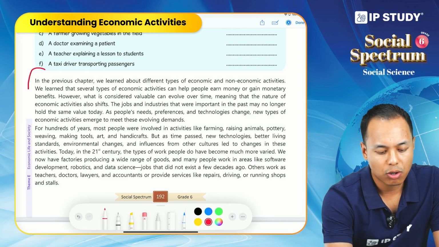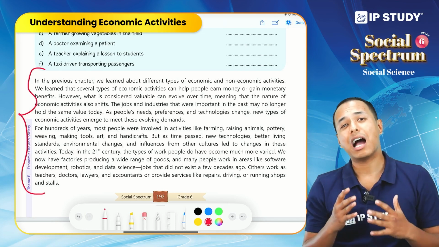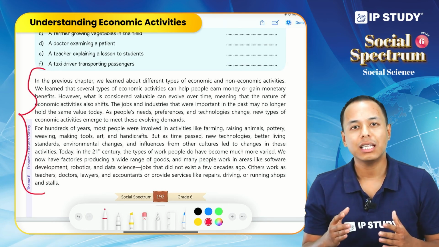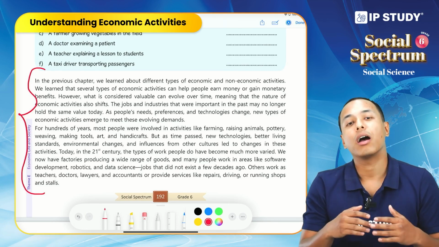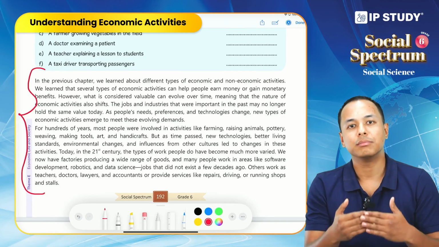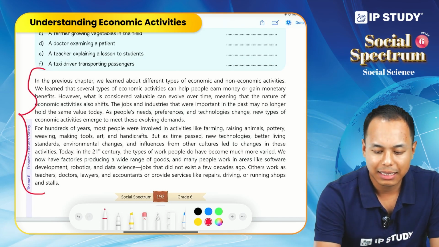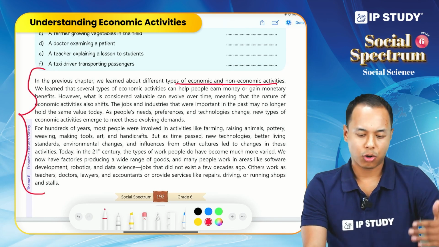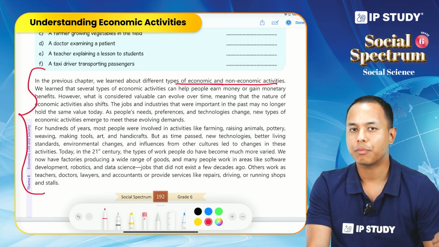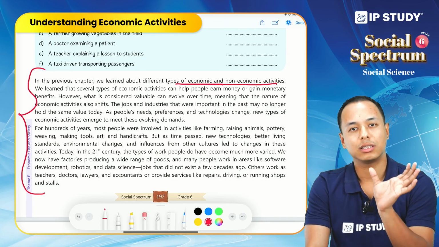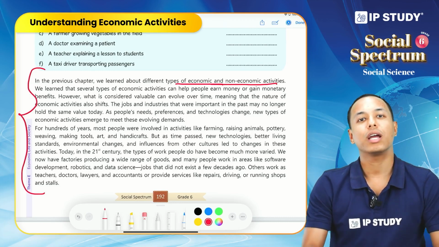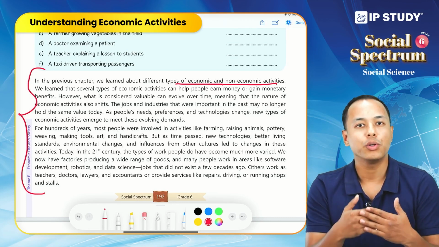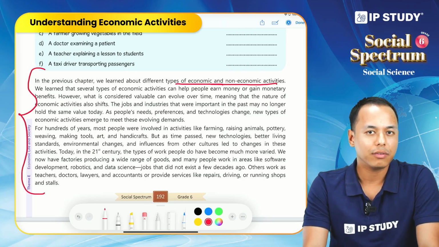Okay, so when I talk about economic activities, what is an economic activity? Any activity that gives us money, or when we do that activity we earn money or monetary benefit, is termed an economic activity. Non-economic activities we have already discussed in our previous chapter. So any activity that gives us monetary benefit, or that we earn money by doing, is an economic activity.